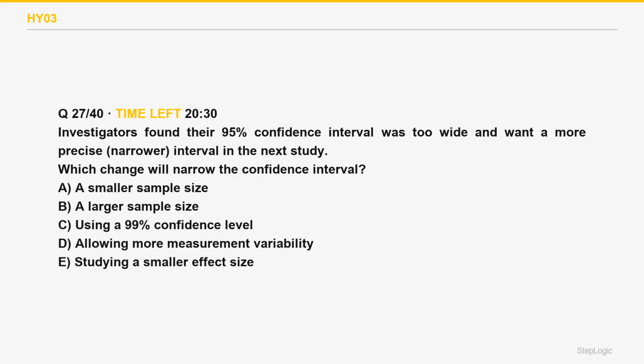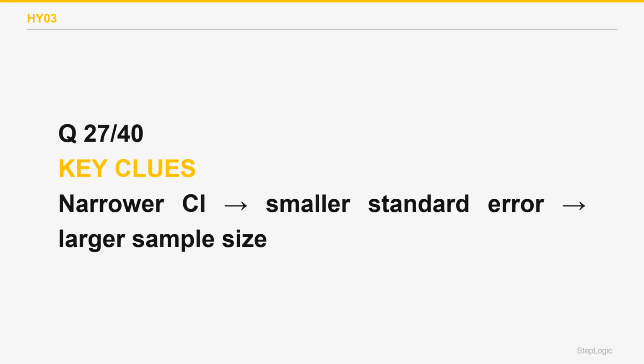Which change will narrow the confidence interval? Investigators found that the 95% confidence interval was too wide and want a more precise, narrower interval in the next study. Read the command, how to narrow a confidence interval. More data shrinks the standard error. A confidence interval narrows as precision improves, and the most direct way to improve precision is a larger sample size, which shrinks the standard error. More data pins the estimate down more tightly, producing a narrower interval around it.